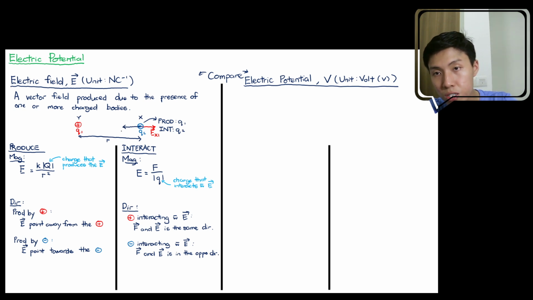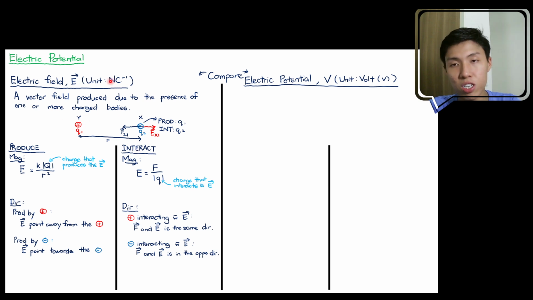The force experienced on 2 and exerted by 1. Okay, so this is how you should label it. This is how you should understand produce and interact.